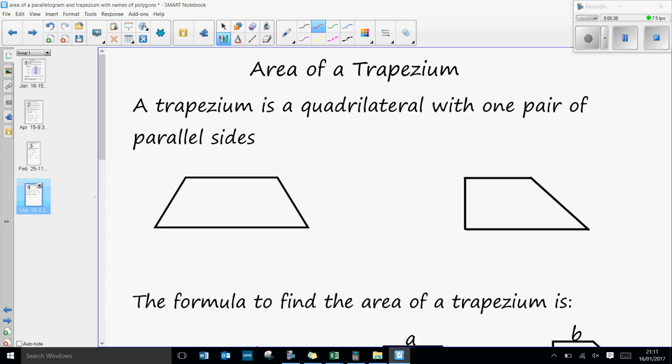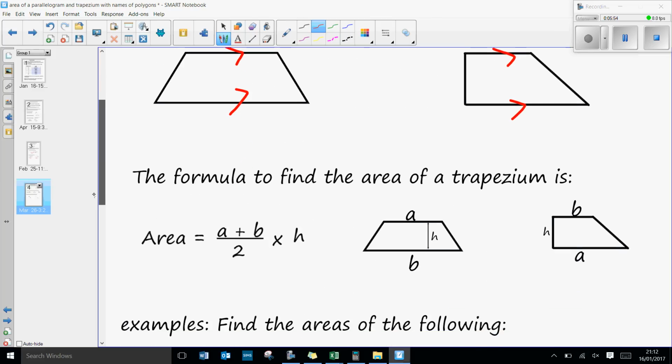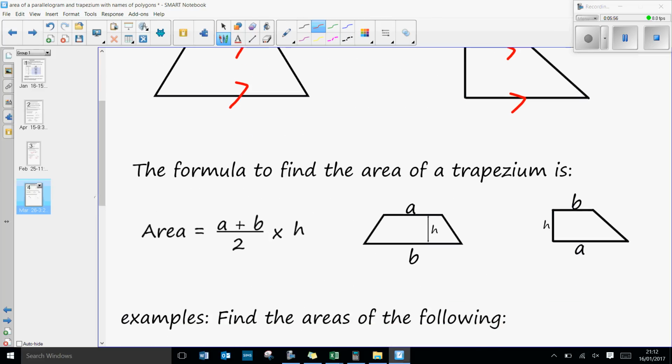The other shape I want to look at is a trapezium. So you probably have not looked at this before. So a trapezium is a quadrilateral with one pair of parallel sides. So in this shape, you can see they're parallel. In this one, you can see they're parallel. So the formula to find the area of a trapezium is A plus B divided by 2, and then that answer is then multiplied by the height.